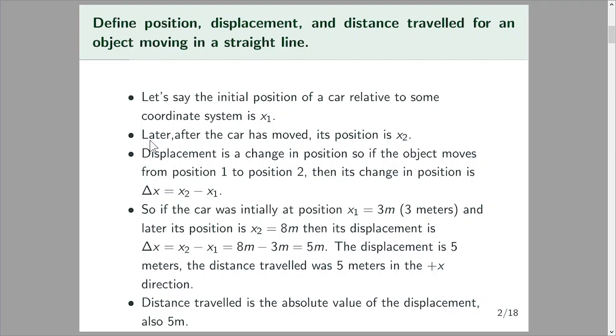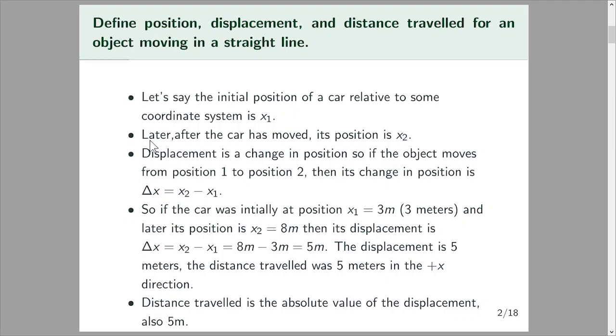In a straight line, you can have either the forward direction, which we'll call positive. Let's say instead of forward, we'll call it to the right. And then the negative direction would be to the left. So if the car is initially at position x1 equals 3 meters, and later it's at position x2 equals 8 meters, then its displacement is delta x. That delta we use as a change in. So delta x is x2 minus x1. It is 8 meters minus 3 meters, or 5 meters. Its displacement is 5 meters in the positive x direction.